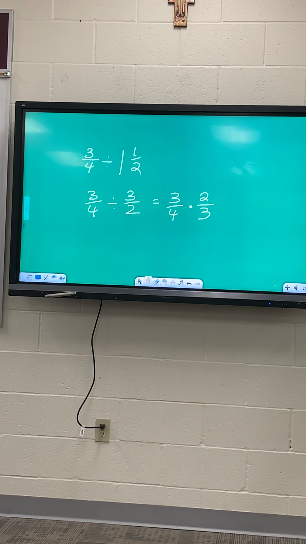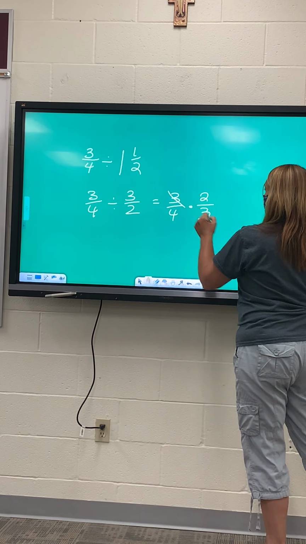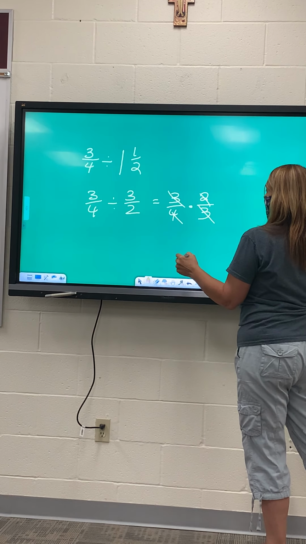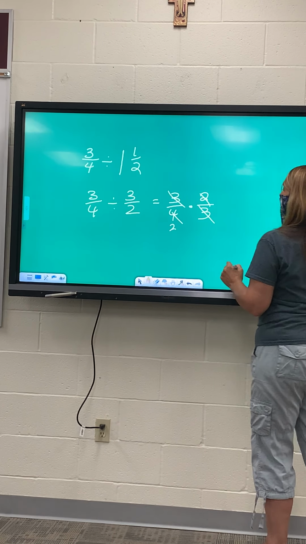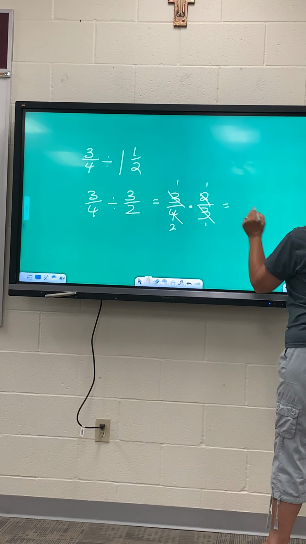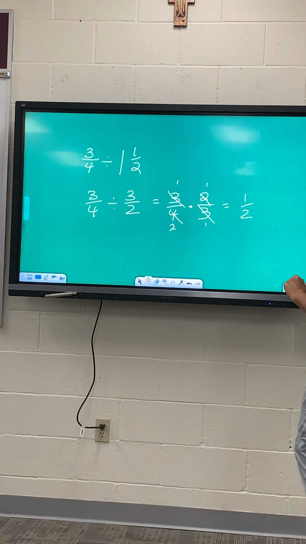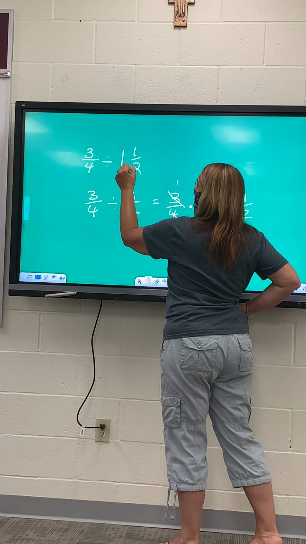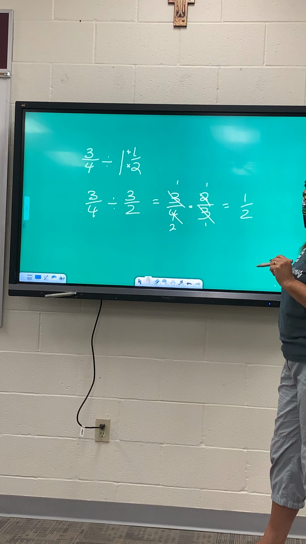And then you cross out the 3, and then you cross out the 4 and the 2. And then for the 3s, there's 1s, and then for the 4, there's a 2, and then for the 2, there's a 1. Okay, and then it equals 1/2. Awesome. So what she did, remember, 2 times 1 plus 1?